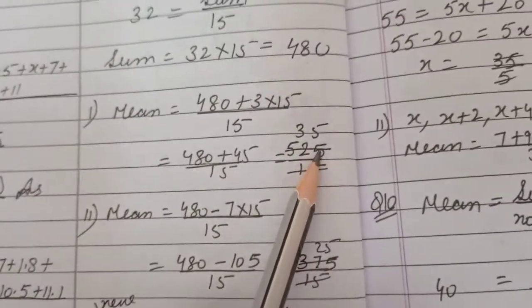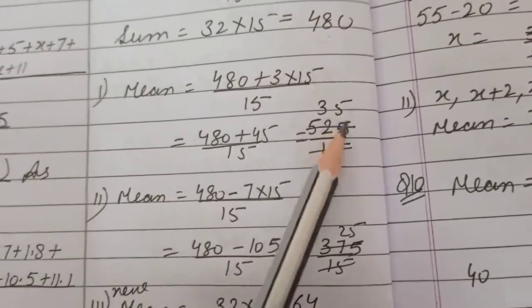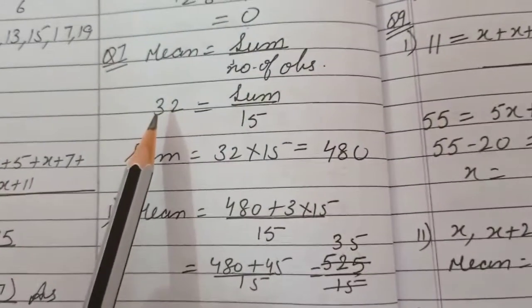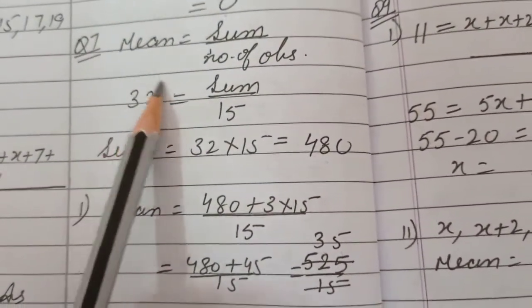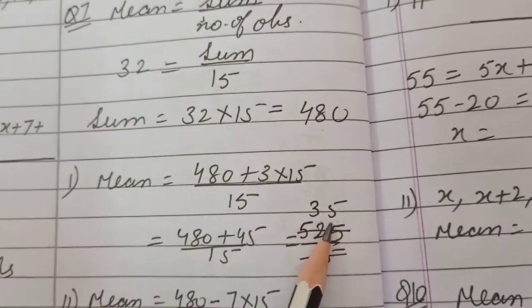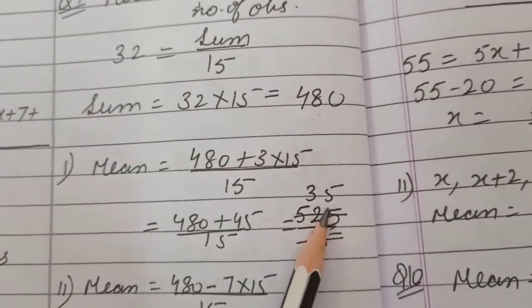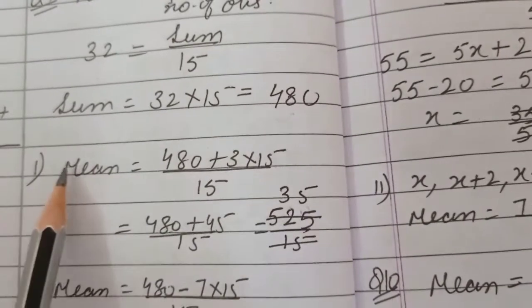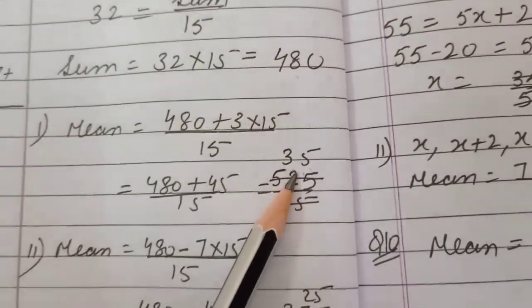So what is the answer here? 35. See children, is the property applicable or not? Earlier what was the mean? 32. Now what is the mean? 35. We increased each observation by 3, so the new mean is also increased by 3.